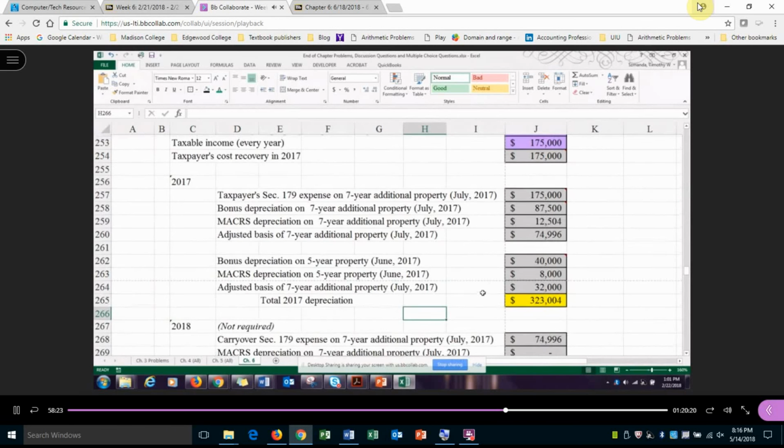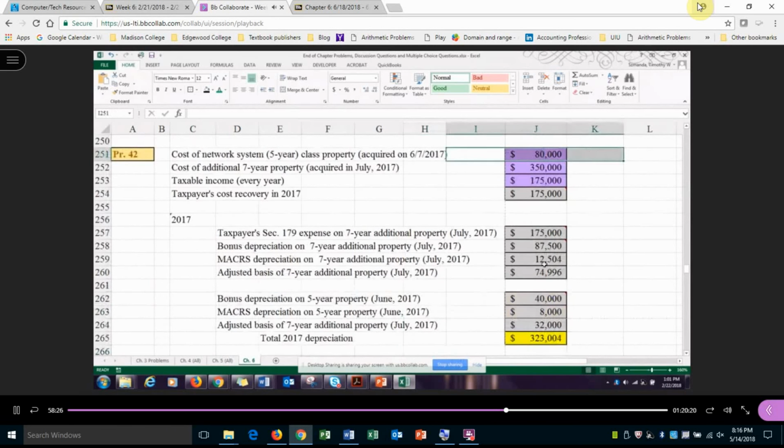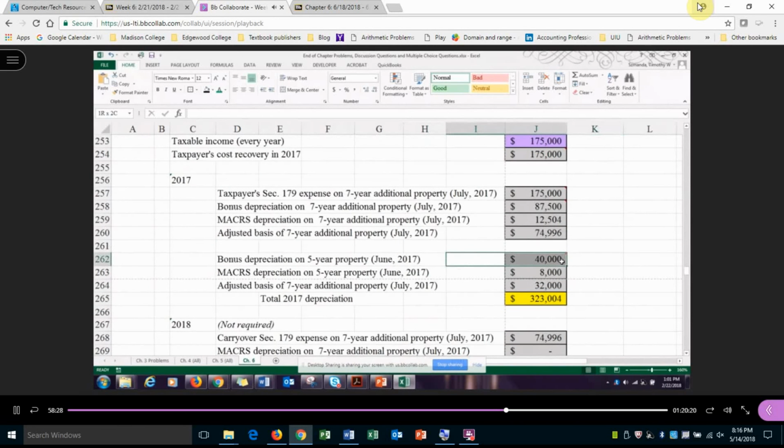Therefore, after taking the 80,000 cost of this 5-year asset, taking away the expense of 40,000 for bonus, and deducting the standard MACRS depreciation for a 5-year asset of 8,000, gives me a depreciation that's left for this asset of $32,000. So I can depreciate $32,000 in the future of this asset because that's all that's left to depreciate after this first year.